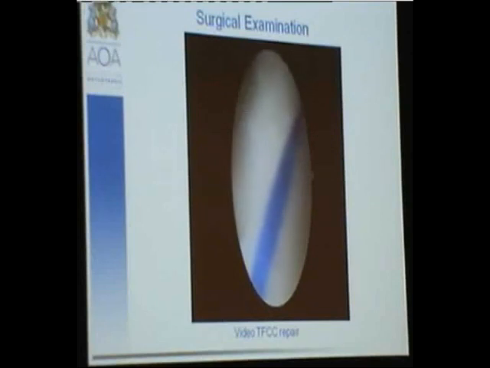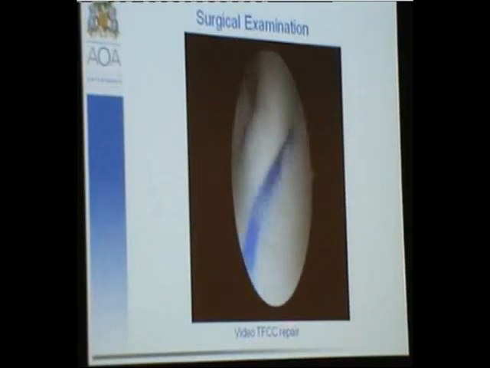The main things to watch out for is that you don't grab your extensor digiti minimi by mistake, because it's pretty close to the ECU, and also the dorsal branch of the ulnar nerve. But I find that the dorsal branch is usually more distal, and I don't have to worry about that too much.